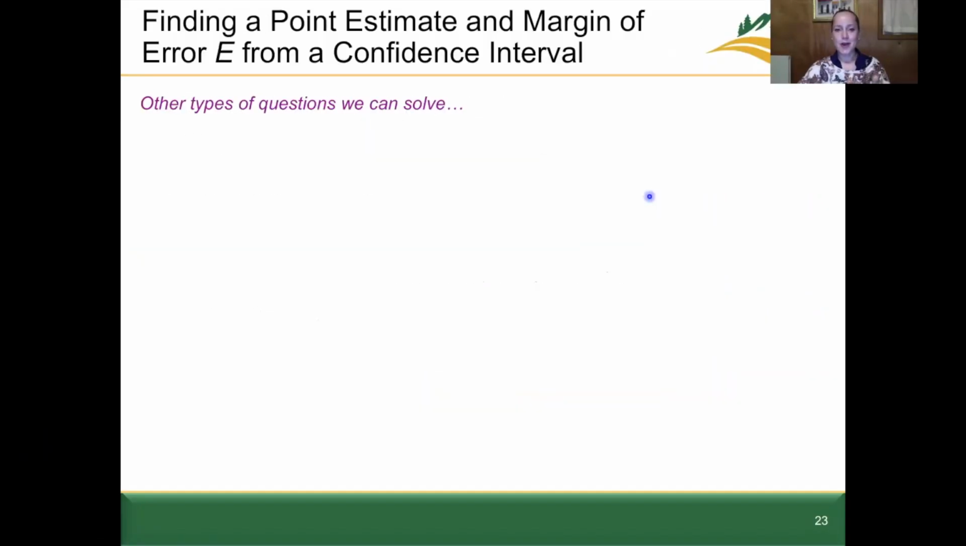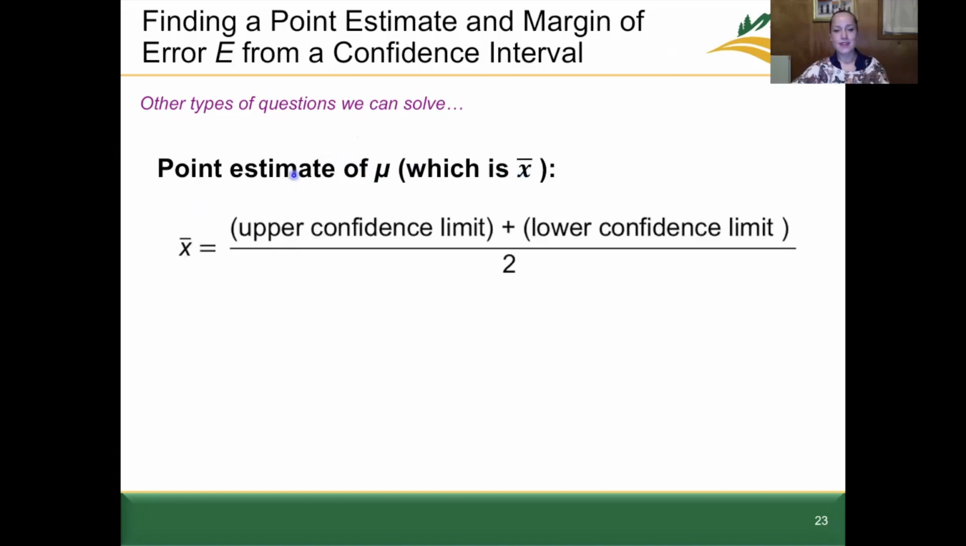Now, this next part will look similar to 7.1 as well. So these are different styles of questions we may be asked and different styles of questions we can solve. Let's say we want to calculate the point estimate of the population mean. Remember, the point estimate of the population mean is x bar. X bar is our sample mean.